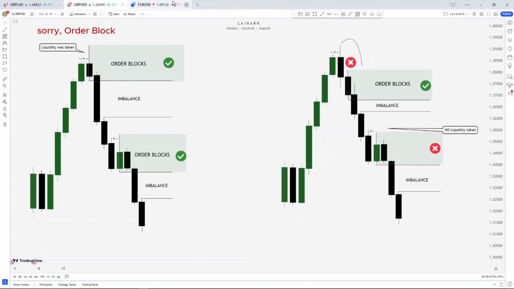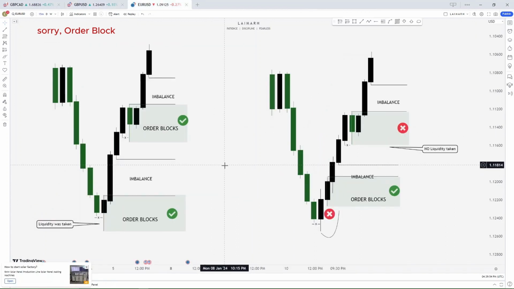So let's move to this one, the bearish aspect. You can see this is the same thing that happened over here. Liquidity was taken. There is an imbalance. So this order block is a very good one for us to trade. Liquidity was taken over here. Price moved rapidly to the upside. There is an imbalance over here. So that makes this order block a very good one for us to trade.